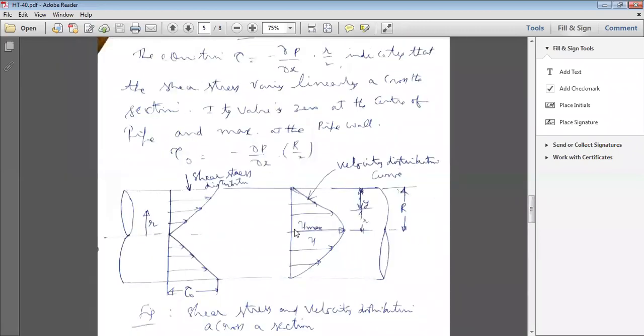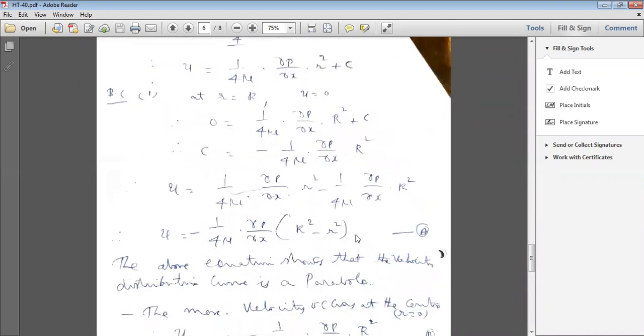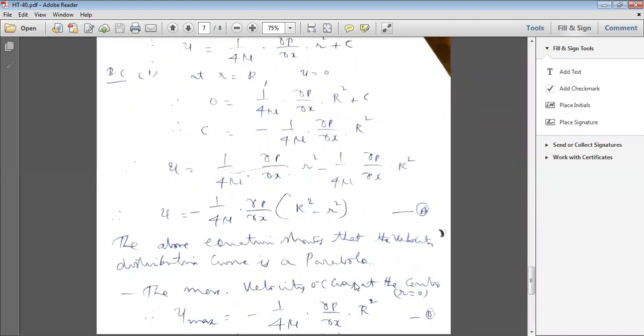If you observe, maximum velocity occurs at the center, that is small r is equal to 0. That's why the maximum velocity occurs at the center of the pipe. What is the maximum velocity? How do you find it from this equation? Maximum velocity is at the center of the pipe, therefore U max is at small r equal to 0. Substitute small r equal to 0 here.